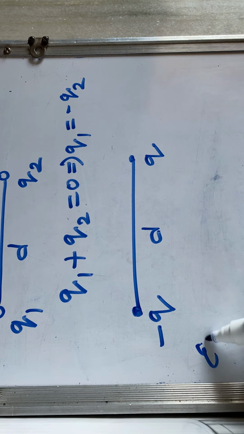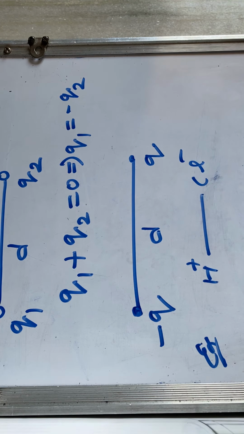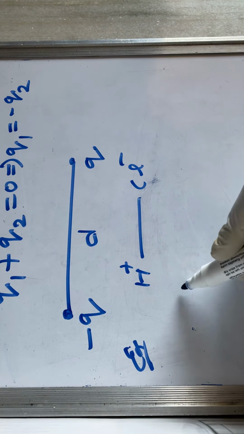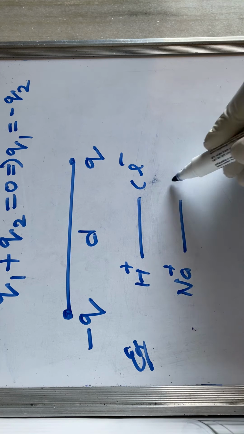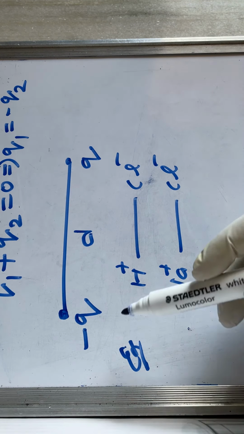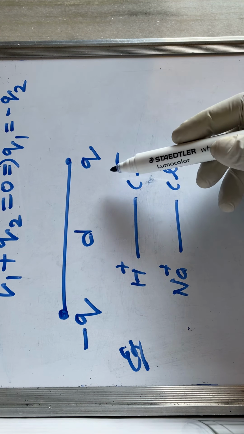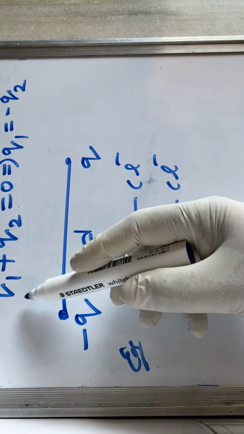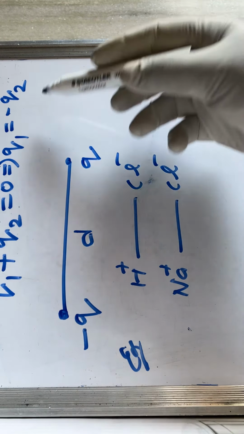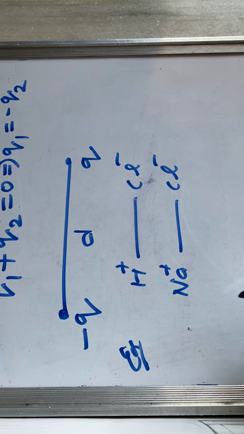Just for example, say it's H plus Cl minus. That's an electric dipole. Say Na plus Cl minus. That's also an electric dipole. So any two point charges, if separated by a small distance and satisfying the relation q1 plus q2 equals 0, constitute an electric dipole.